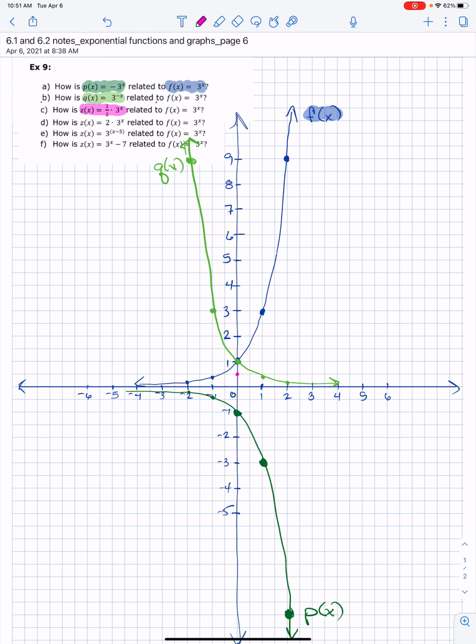So instead of going through (0, 1), we're going through (0, 1/2). Instead of 1/3, it's 1/6. Instead of 1/9, it's 1/18. Instead of 3, it's 1.5. And instead of 9, it's 4.5. Over 1. I wonder why that looked so funny.